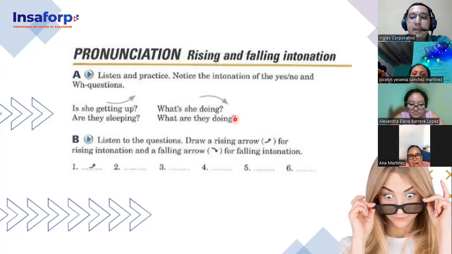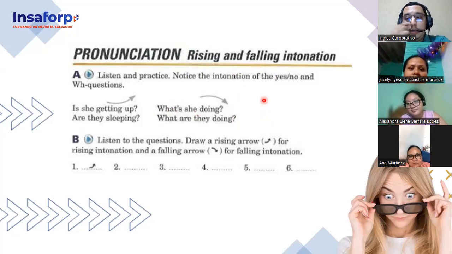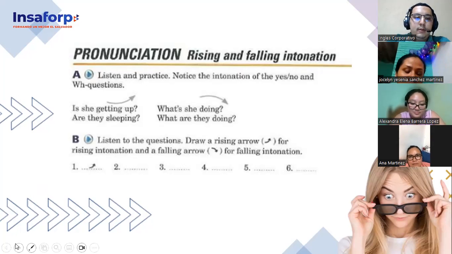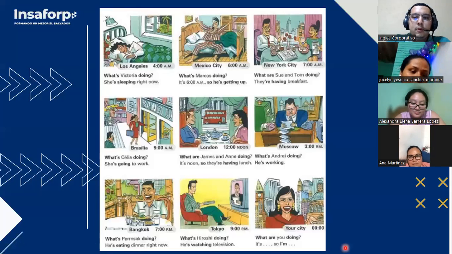In this case, it is very useful to understand how the rising and falling intonation might affect what we are trying to say, in order to avoid things being misunderstood, guys. Well, let's see. Well, we have right here. Oh, we have a lot of images for today. Let me see what we have today.